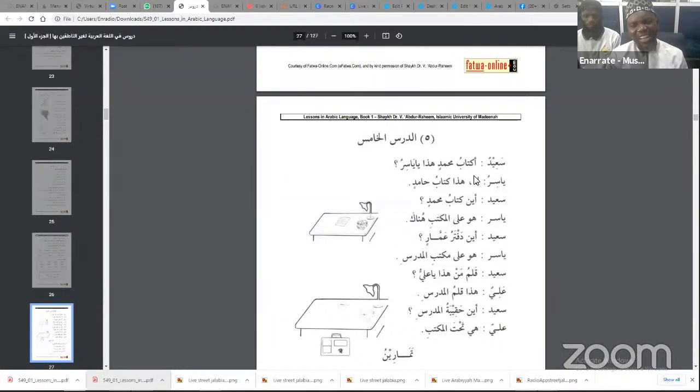Okay, so in this line, there is something that is new here as well. Though not actually new because we have come across it in the previous chapters, maybe the second or the third lesson. So you have A for asking question. A kitabu Muhammad. Hada, is this Muhammad's book? Ya Yasir? And Yasir responded, La, hada kitabu Hamid. هذا كتاب حامد. Correct. No, this is Hamid's book.